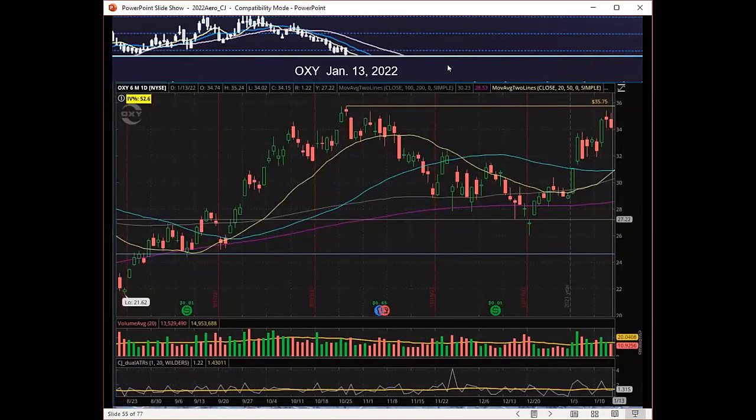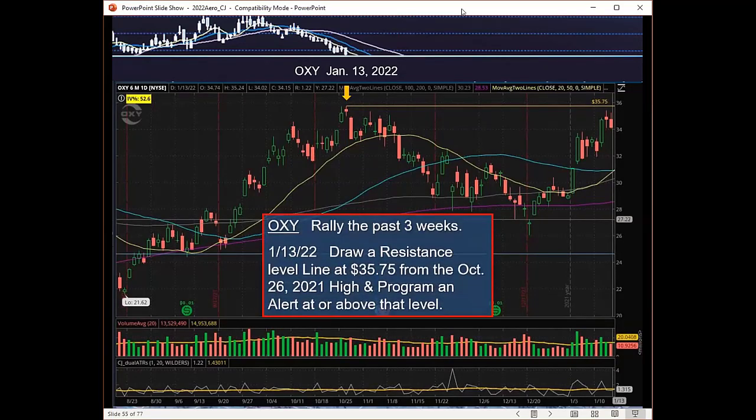So here we're looking at the second week of January in the energy sector, and I drew a line on the high from last October at 35.75. And I programmed an alert there because in the last 2 or 3 weeks, we see a rally that did not get there, but it's getting close, isn't it? So I programmed an alert, says, hey, ring me up, let me know when it gets there. So that's the line you see drawn there at that level, okay?